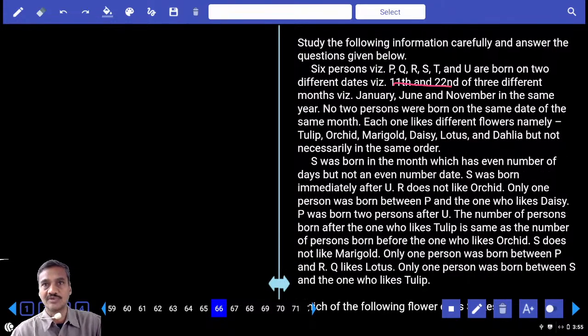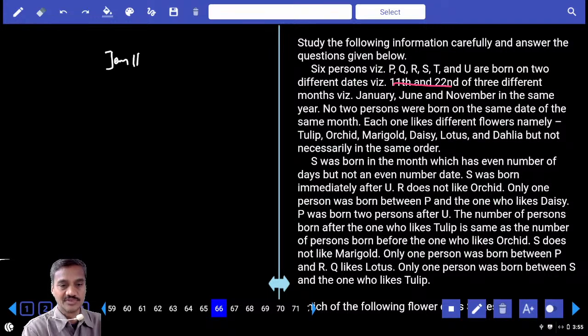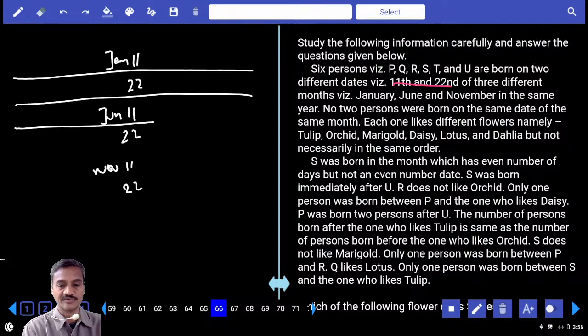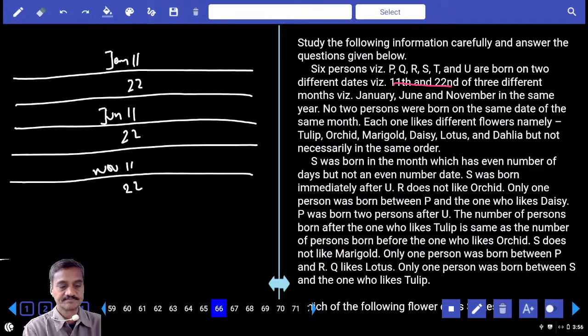And what are the dates we have? 11th and 22nd, and of 3 different months. And what are those 3 months? Jan, June and November. So Jan 11th, Jan 22nd, June 11th, June 22nd, and November 11th and November 22nd. These are the 3 months we have, and each month has 2 different dates, so 3 into 2, 6.